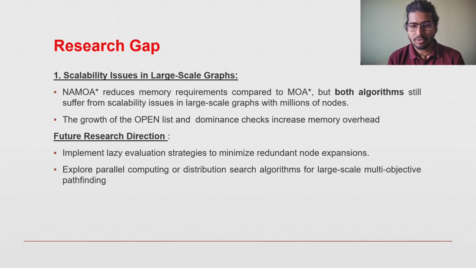One of the major challenges with MOStar and New Approach to MOStar is handling larger scale graphs, such as road networks or complex robotic planning environments with millions of nodes. As the number of nodes grows, the size of the open list and the number of dominance checks increases significantly. It leads to high memory use and slow performance. One approach to solving this is to implement a lazy evaluation strategy where we only expand the nodes where absolutely necessary. Another promising direction is parallel computing, which distributes the search process across multiple processors to handle large scale pathfinding more efficiently.